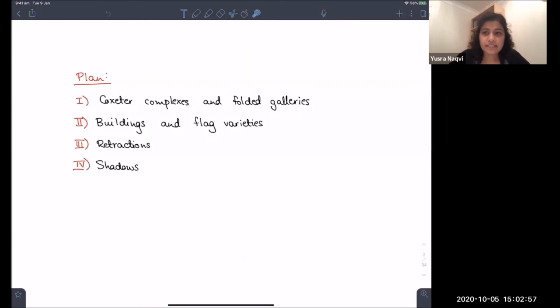So the plan for today is to talk about Coxeter complexes and folded galleries so that I can say what I mean by a gallery model. Then talk about buildings and the affine flag varieties, and then talk about how these things connect via retractions, and then finally talk about shadows, which are sort of the key thing that I'm going to be asking questions about and trying to answer questions about.